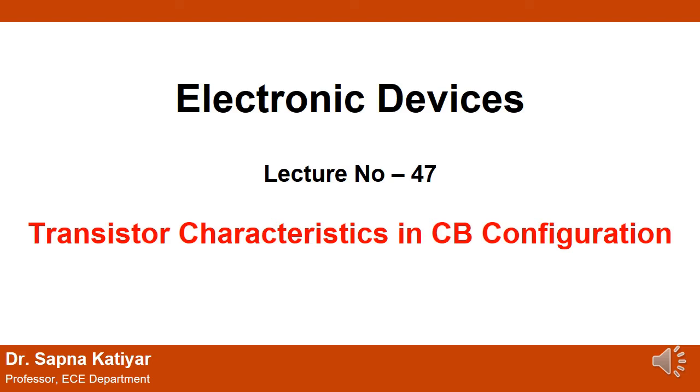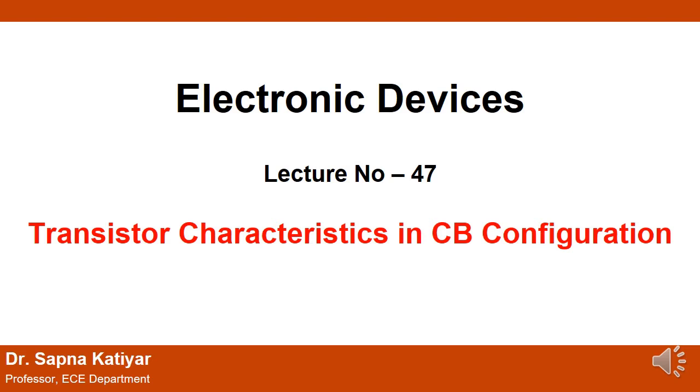Let me tell you that in previous video lectures I have discussed the introduction to bipolar junction transistor, where I have told you that there are two types of transistors. One is NPN and second is PNP. And in case of transistor there are three possible configurations. Transistor is a three-terminal device. The three terminals are emitter, base and collector. So accordingly there are three configurations which are possible. First is common base configuration, second is common emitter, and the third is common collector configuration.